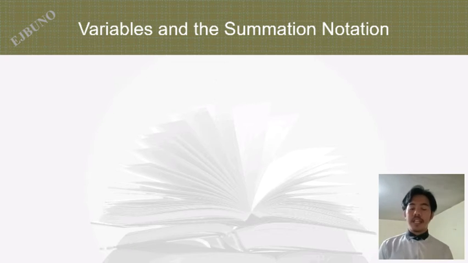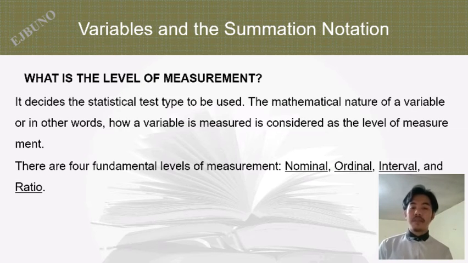Variables can also be measured. How a variable is measured is also called the level of measurement. We have four types of level of measurement: nominal, ordinal, interval, and ratio.